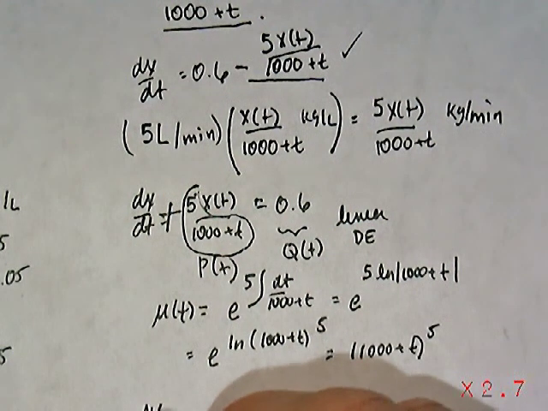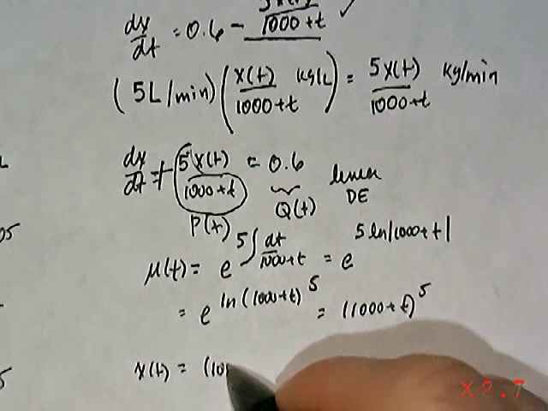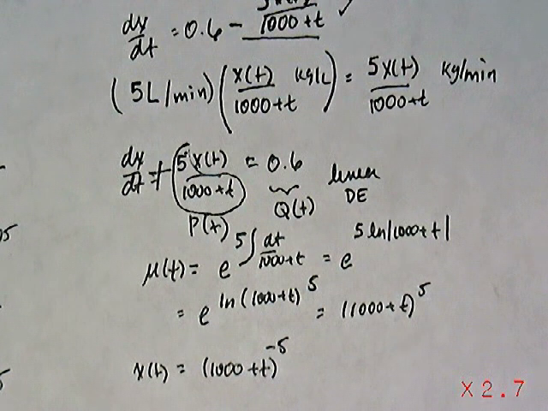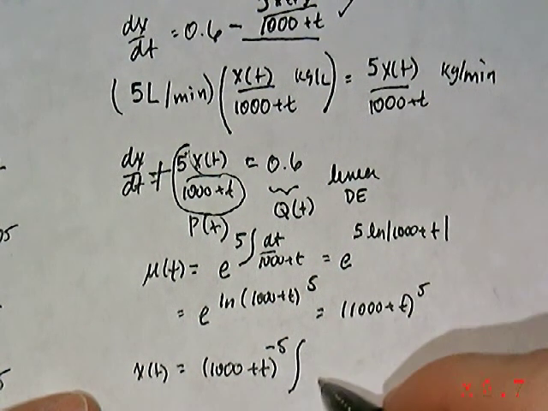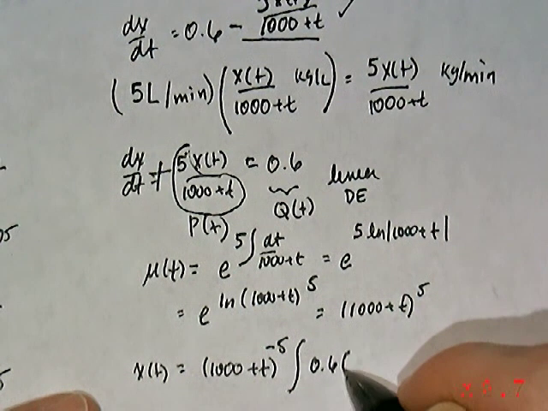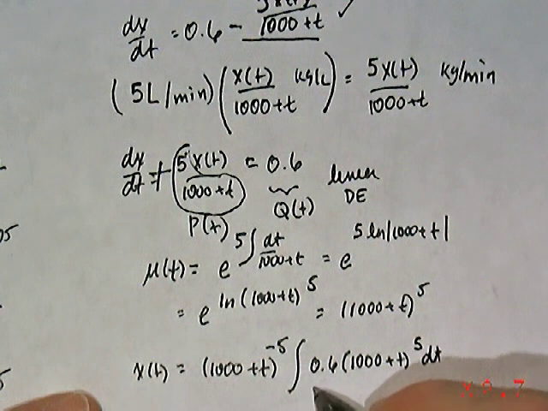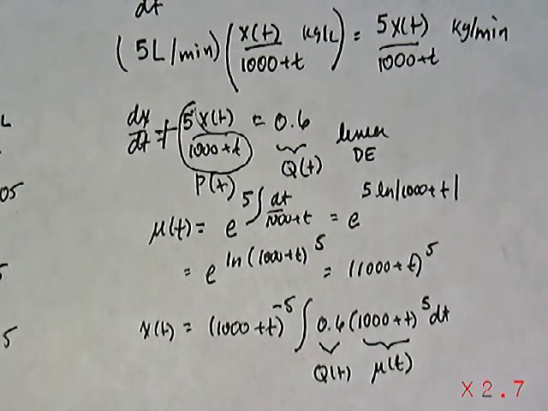Okay. So then immediately we can use the form for solution then. We know then that x of t must be 1 over the integrating factor, which we'll write as 1,000 plus t to the minus 5th power, because we're going to take the reciprocal, multiplied by the integral of q of t times the integrating factor, so that's going to be 0.6 times the quantity 1,000 plus t to the 5th power dt. Again, this is the q of t term, and this, of course, is our integrating factor.